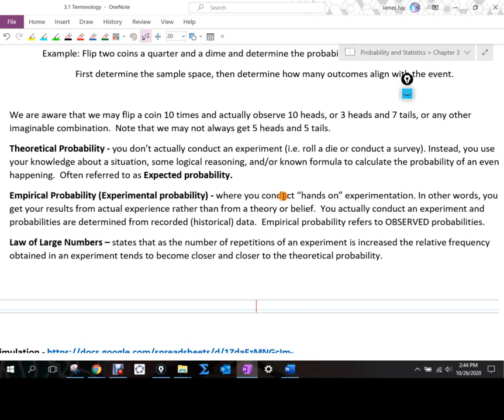Okay, if I were to flip a coin 10 times, what is the probability that I get 5 heads and 5 tails? Theoretically. Let me ask you this. If I flip a coin 10 times, theoretically, how many heads should I get? 5. Okay, how many tails should I get? 5. But we're all aware that we could actually do that experiment and maybe get 7 and 3 or 10 and 0, right?